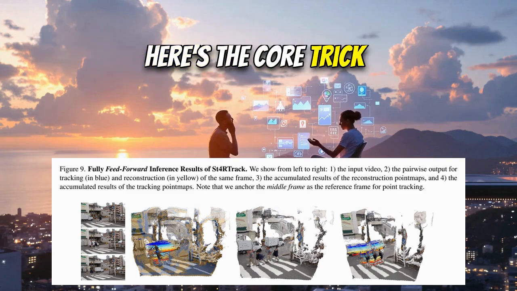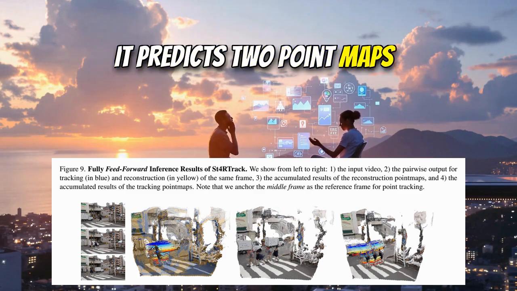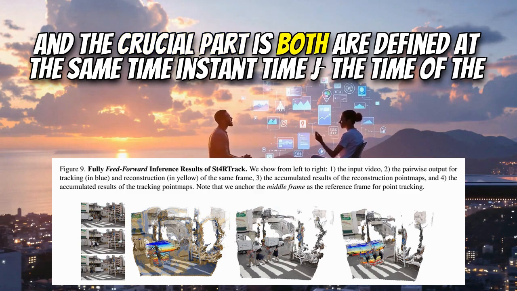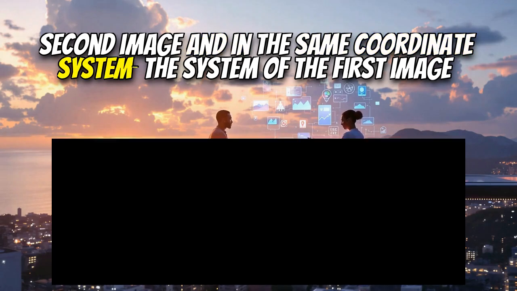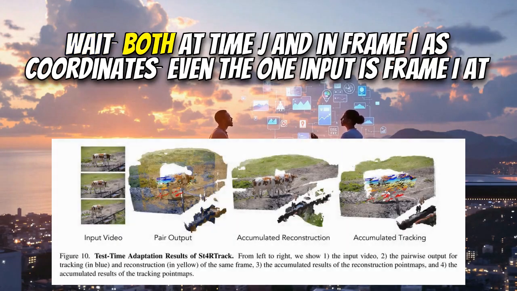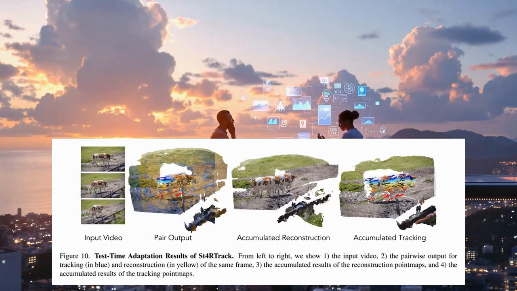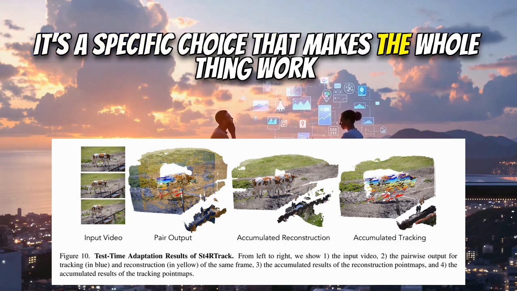Okay, here's the core trick. It predicts two point maps. And the crucial part is, both are defined at the same time instant, time j, the time of the second image, and in the same coordinate system, the system of the first image. Wait, both at time j and in frame i's coordinates, even though one input is frame i at time i? Exactly. It's a specific choice that makes the whole thing work.